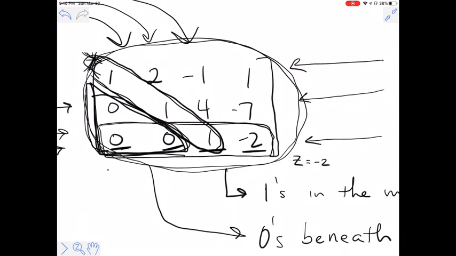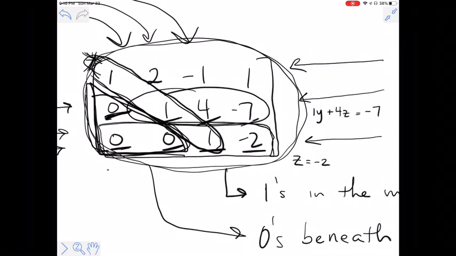And then if we look at this middle row, the x coefficient is 0, so there's no x, but the y coefficient is 1, so we have 1y, and then we have 4z equals -7. But we know that z equals -2, so 4 times -2 is -8, so that turns into y minus 8 equals -7, and then if you add 8 to both sides, you get y equals 1.